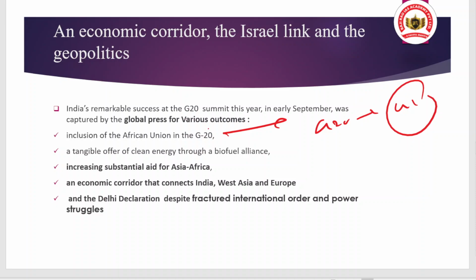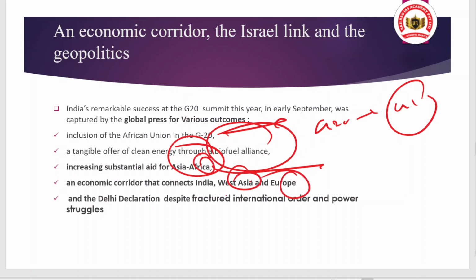Along with that, there was the conclusion of the biofuel alliance that will promote clean energy via biofuel, and substantial aid to be provided for Asia and Africa. Okay, and there was a decision to have an economic corridor that will connect India, West Asia, and Europe. That was also the point.